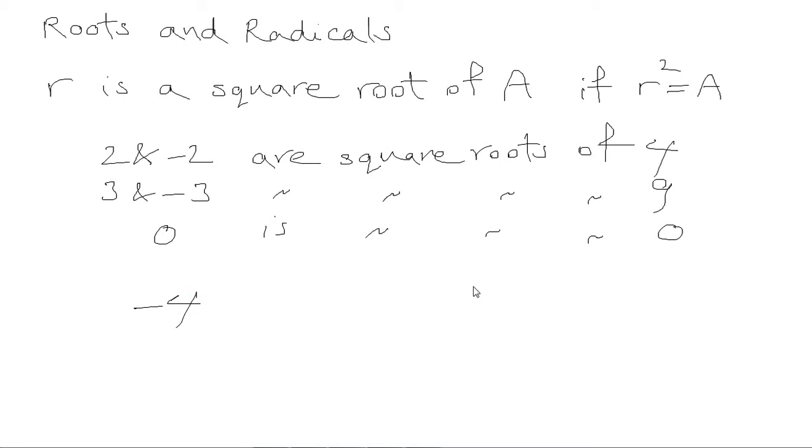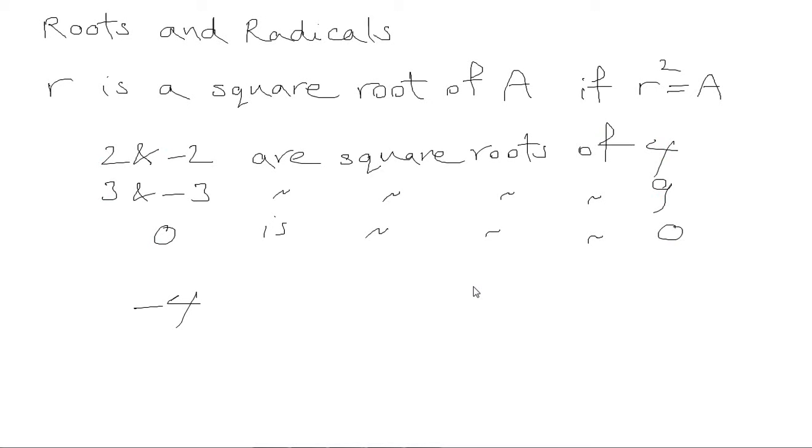Another thing that you should notice here is that all positive numbers have two square roots, one positive and one negative. 0 is not a positive number, it has only one square root. 9 is a positive number and it has two square roots, one positive and one negative. 4 is a positive number and it has two square roots, one positive and one negative. And this is true about all the positive numbers.